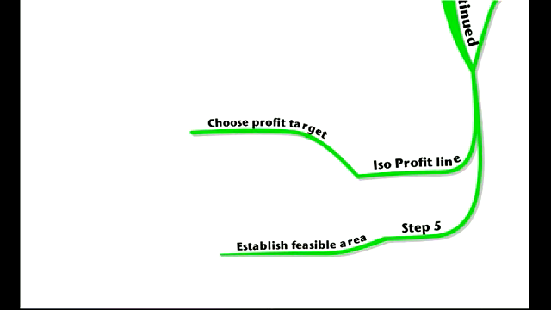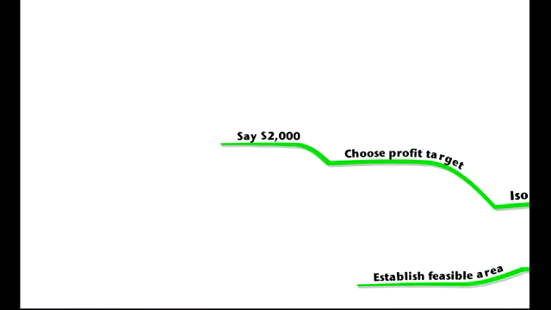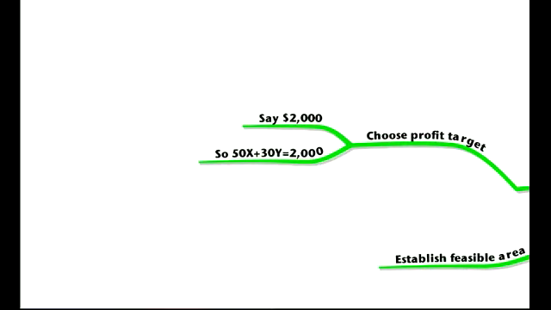So we can use an ISO profit line. So how do you do this? You choose a profit target. So say 2000, you're going to have to just judge by the figures that you're given in the exam. So we're going to choose 2000 in this. We're going to set that into our objective function, which was our profit equals 50x plus 30y. So we've said that our profit is 2000. So 50x plus 30y equals 2000.